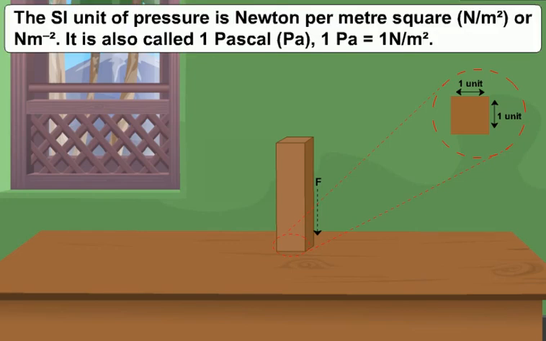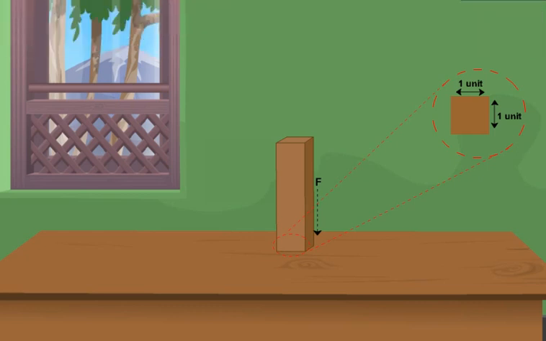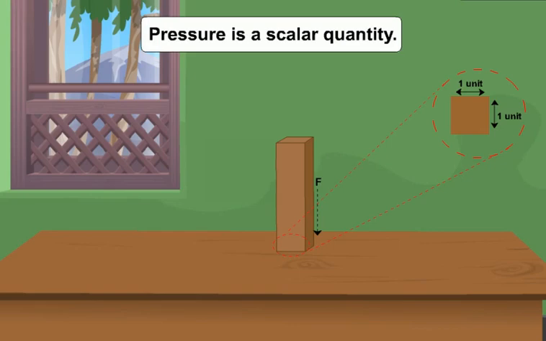Students, the SI unit of pressure is Newton per meter square. That is denoted by N divided by M square, or N M to the power minus 2. It is also called 1 Pascal, where 1 Pascal is equal to 1 Newton per meter square. Students, pressure is a scalar quantity.